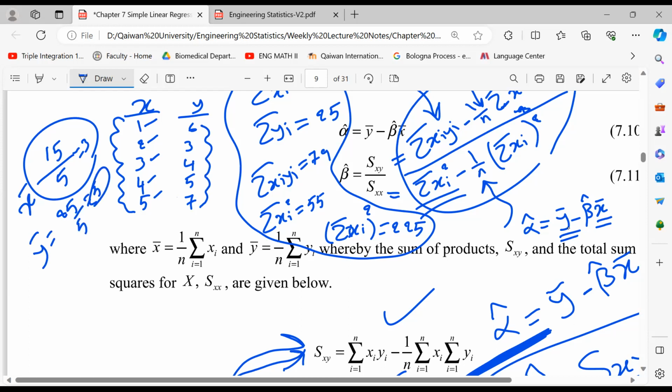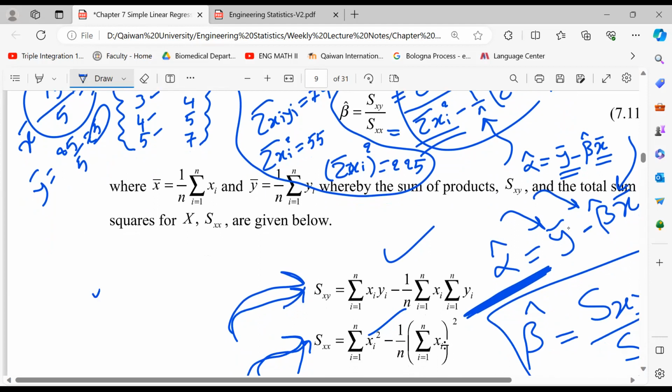Now we have x bar and y bar. Plug in y bar, beta hat as we found before, and x bar here, and you get alpha hat. After finding alpha hat and beta hat, just put them here. Y hat is alpha hat plus beta hat x. Put alpha hat and beta hat here to get the equation.